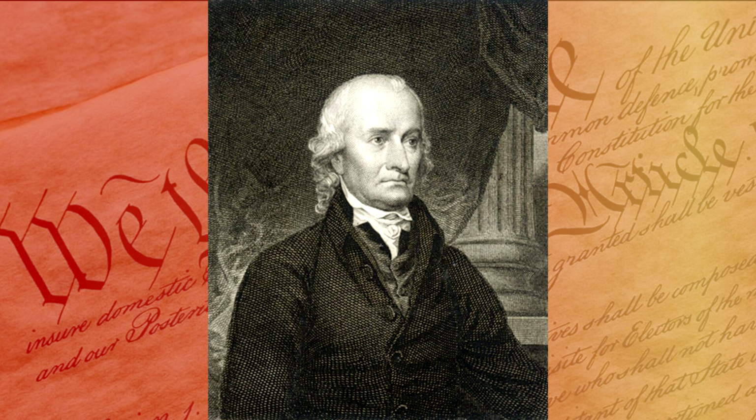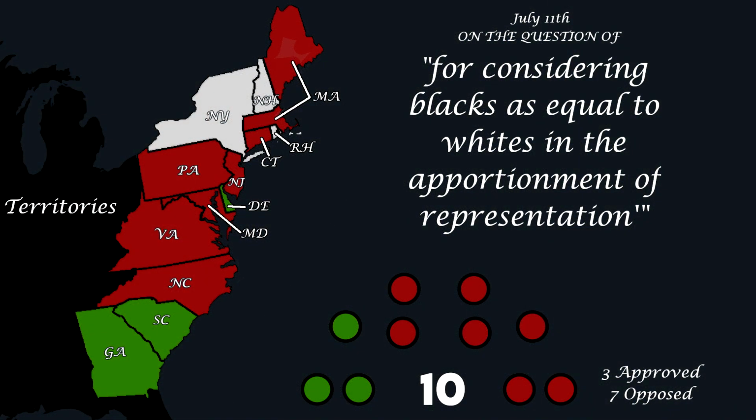Hugh Williamson, who in my reading was a rather quiet man of North Carolina, echoed similar sentiments to Mason. He emphasized the need for consistency between representation and taxation, and ultimately, the first motion to consider blacks as equal to whites for the purpose of representation failed 3-7, with New York abstaining.